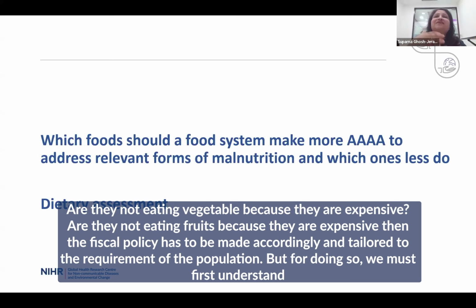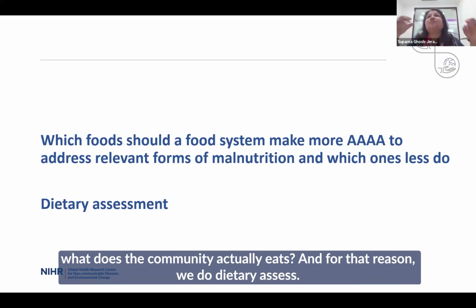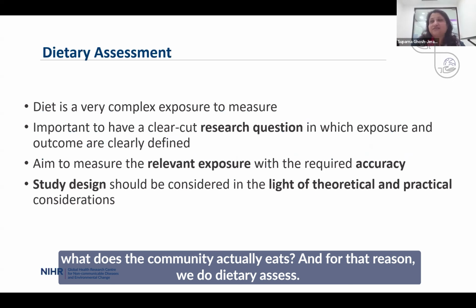Are they not eating vegetables because they are expensive? Are they not eating fruits because they are expensive? Then the fiscal policy has to be made accordingly and tailored to the requirement of the population. But for doing so, we must first understand what the community actually eats. And for that reason, we do dietary assessment.